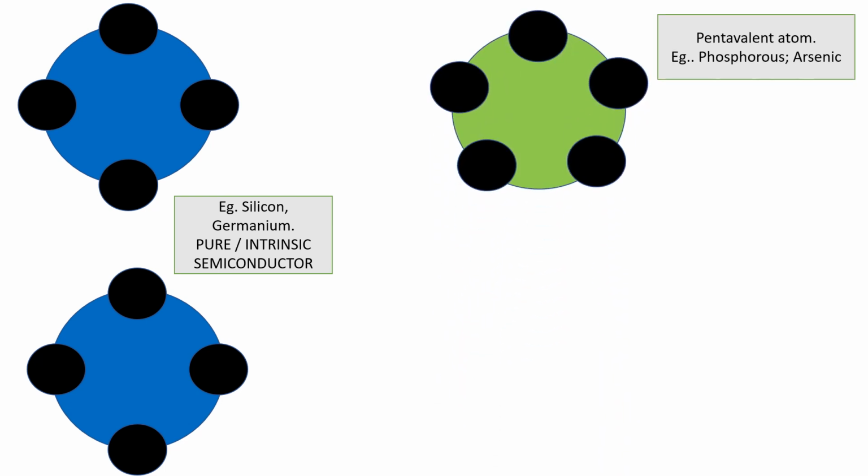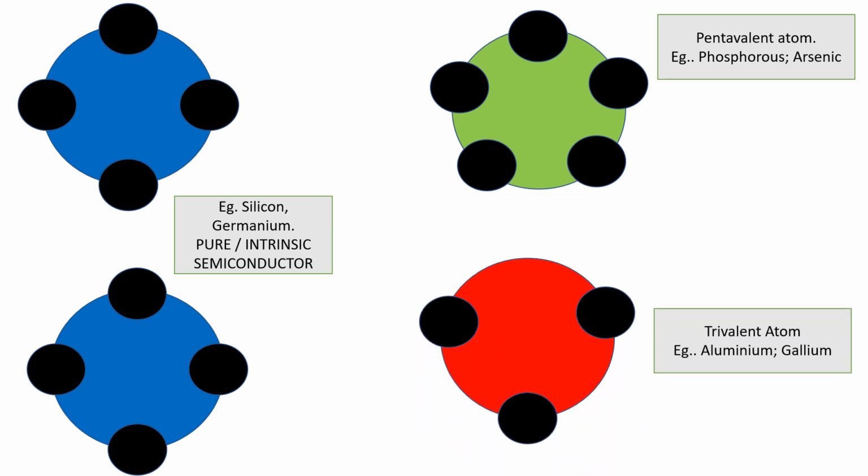Let us consider two semiconductor atoms. You can either take silicon or germanium. They are also called pure or intrinsic semiconductors. This is colored in blue, and you have a pentavalent atom, examples phosphorus or arsenic, and the number of electrons in the valence shell is 5. And we also have a trivalent atom, aluminum and gallium are the examples, which have 3 electrons in the valence shell. These colors are uniform throughout our lecture series, so please try to remember.